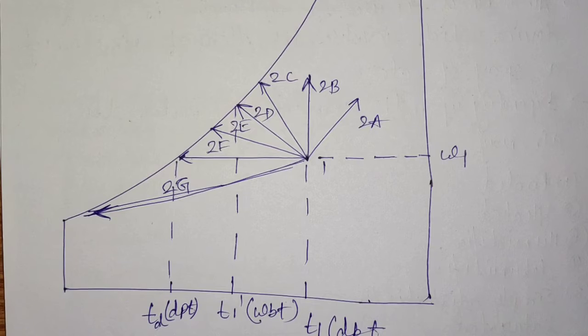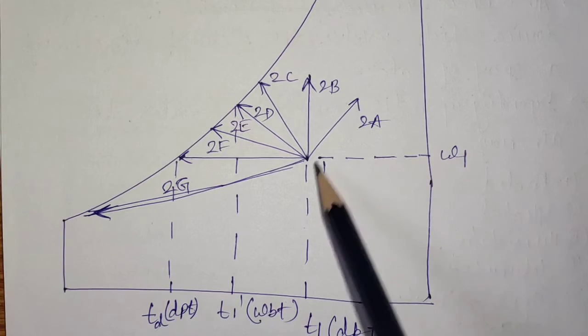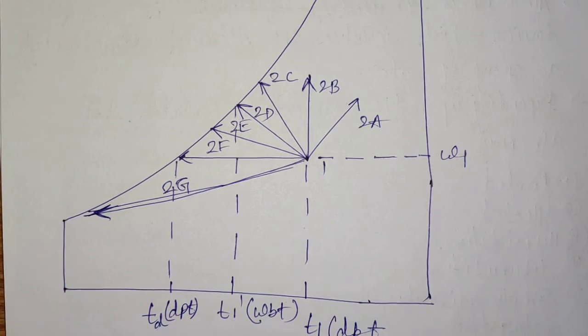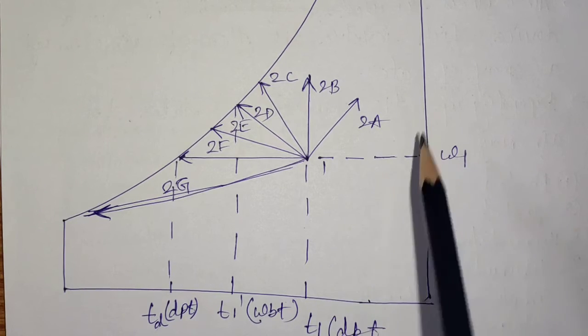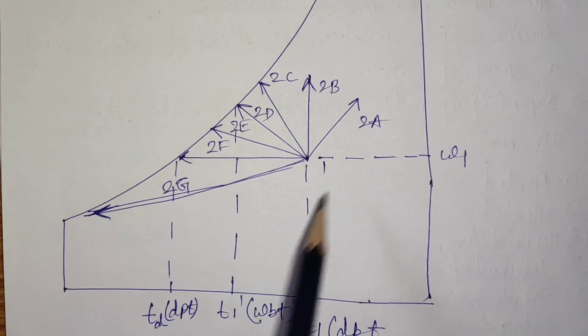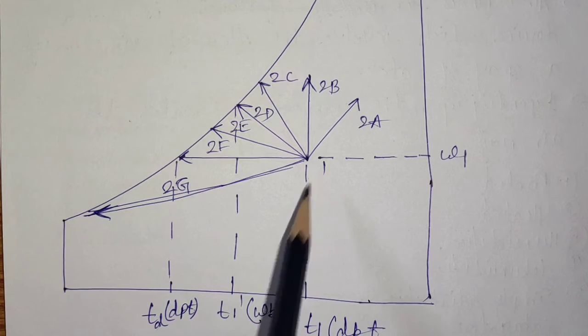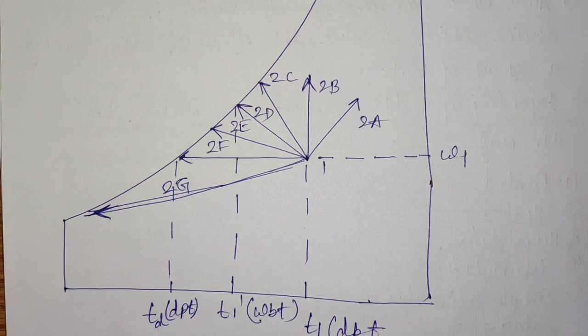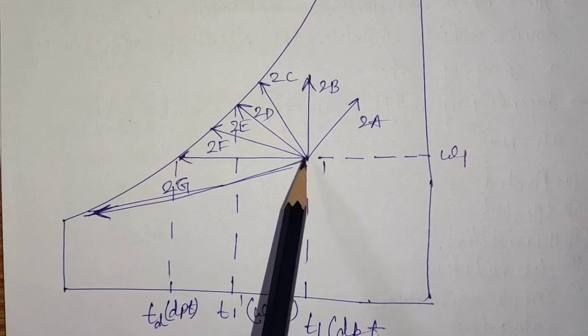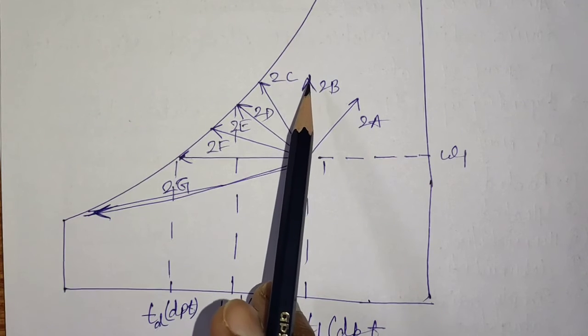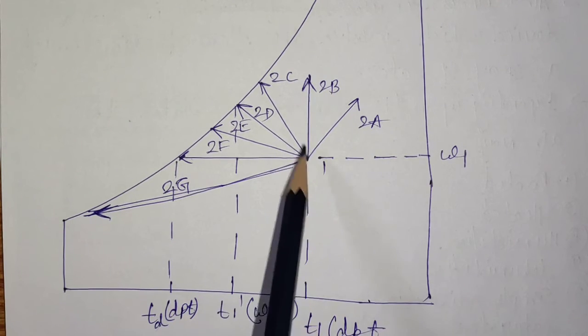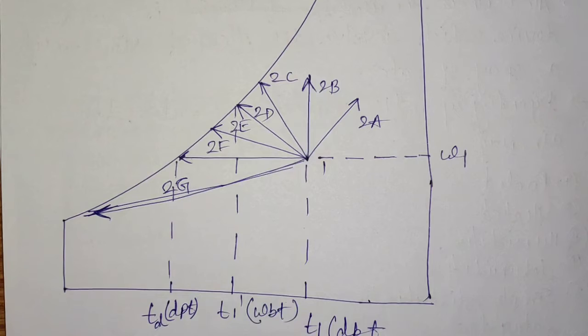If the water temperature is greater than T1, then process 1 to 2A will take place. This is a heating and humidification process. If the water temperature is equal to T1, the dry bulb temperature of the air, then only humidification will take place. No sensible heating or cooling will happen. Therefore, the process will be 1 to 2B.